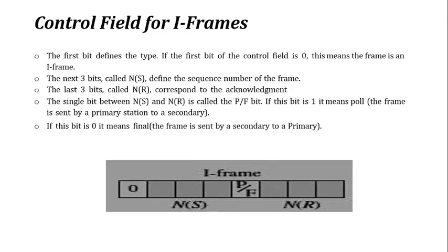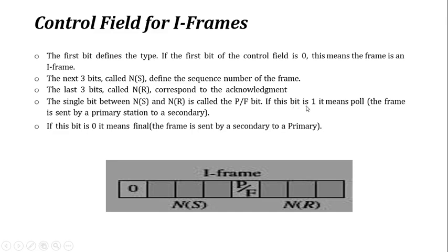Next we are going to see the control field for the I frame. The first bit defines the type. If the first bit of the control field is 0, this means the frame is an I frame. The next 3 bits, called N(S), define the sequence number of the frame. Then the last 3 bits, called N(R), correspond to the acknowledgement. The single bit between N(S) and N(R) is called the P/F bit.